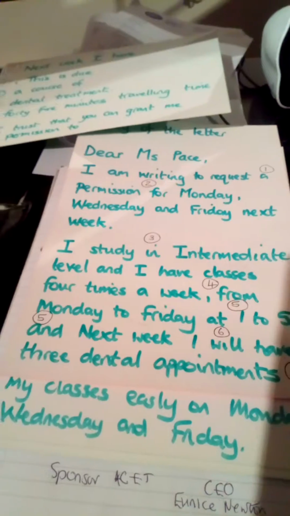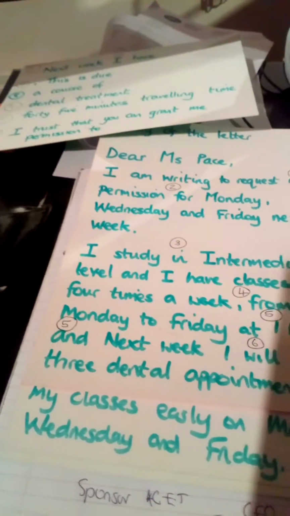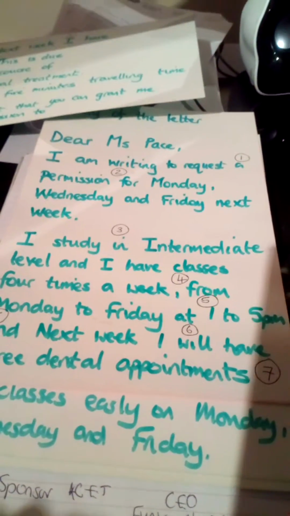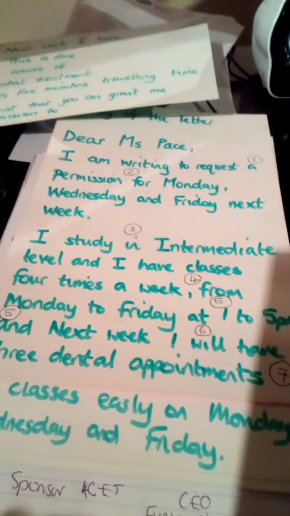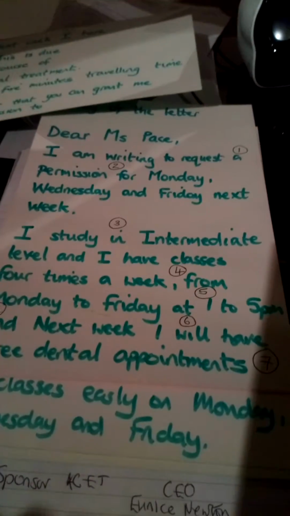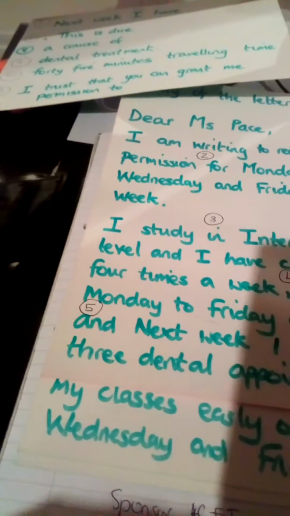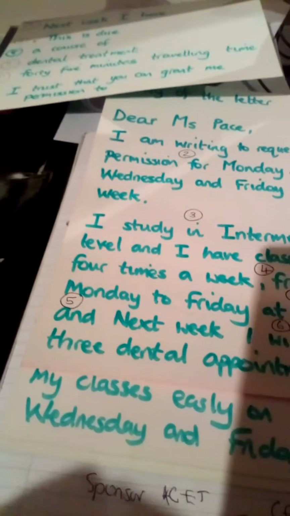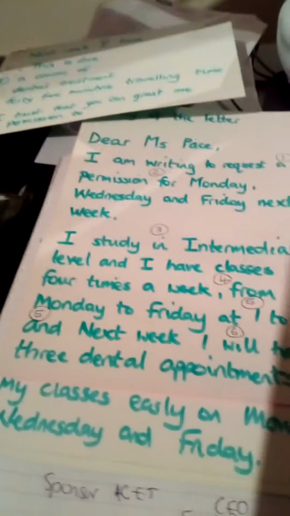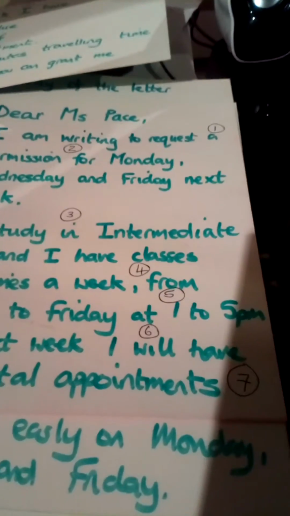So all I've done with that number 5 is say, perhaps at that point, take out the word and put a full stop. So your information is, I study at intermediate level and I have classes 4 times a week, Monday to Friday from 1 o'clock to 5 o'clock, full stop. Next week, what a brilliant way to begin your sentence, because you've used that time signaller next. Next week, I will have 3 dental appointments.